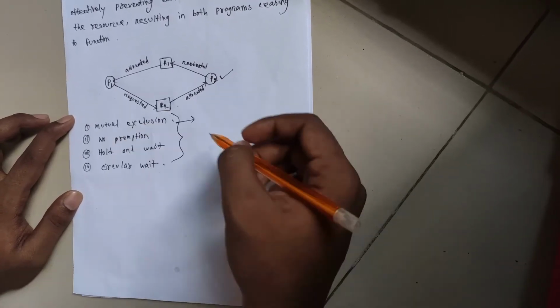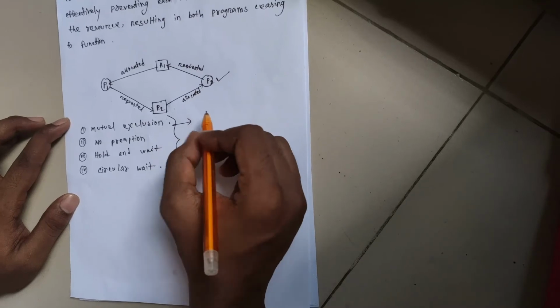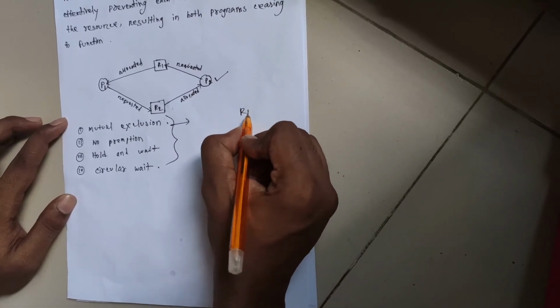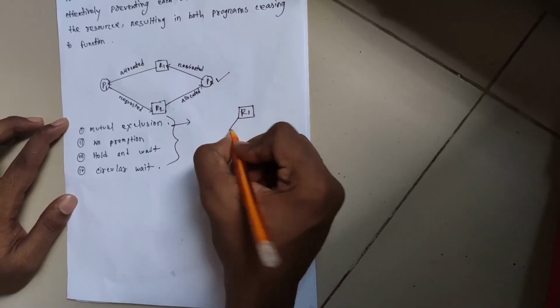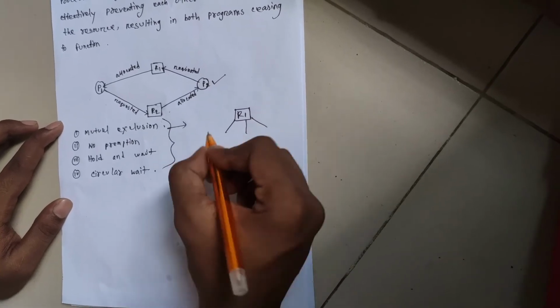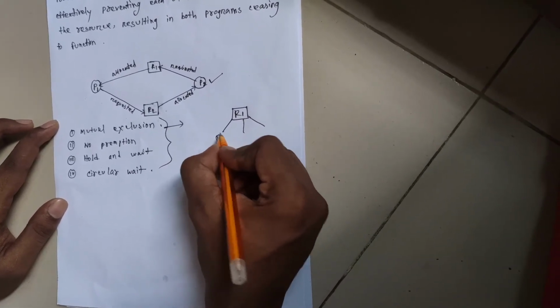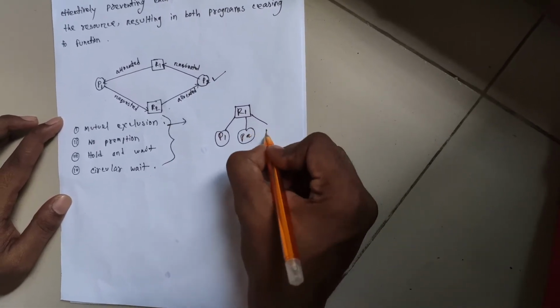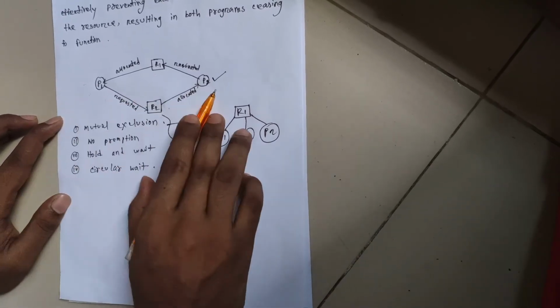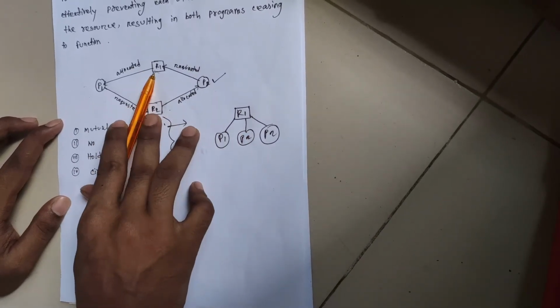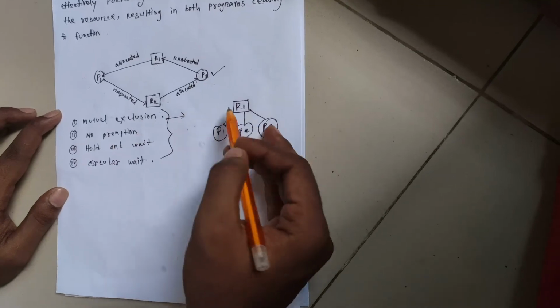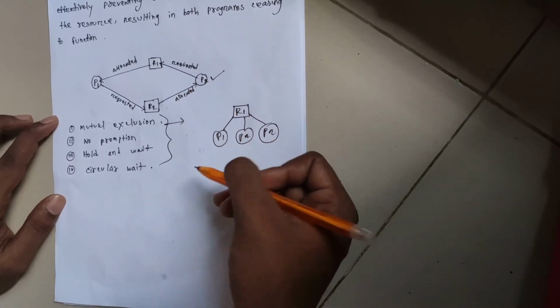So just share the resources. That means one resource can be shared by one or more processes, P1, P2 or P3. So if P1 and P2 share R1, then we can break this deadlock.